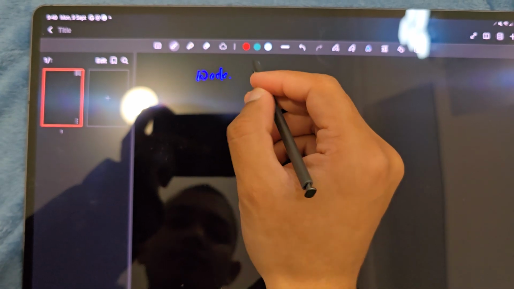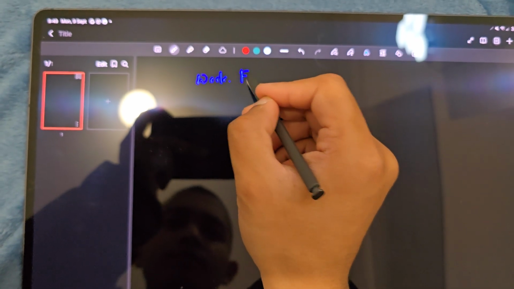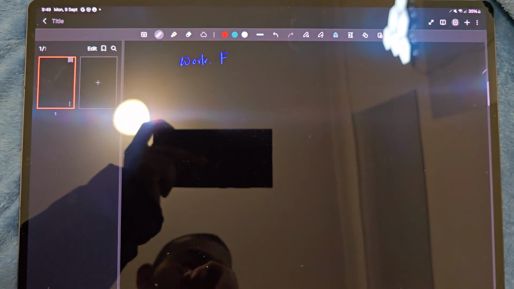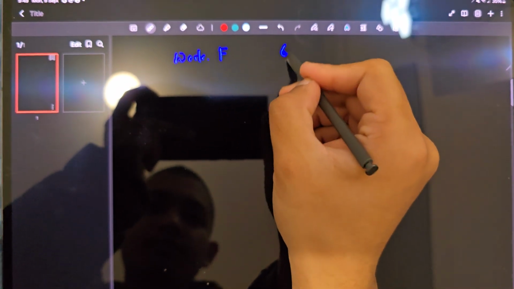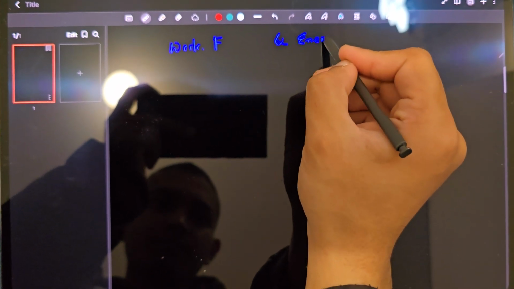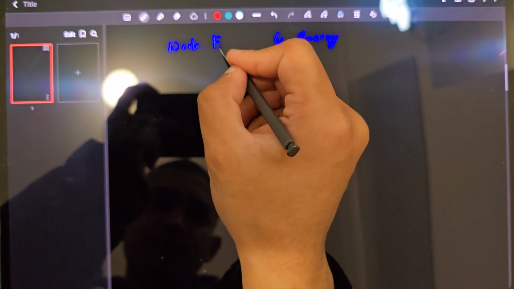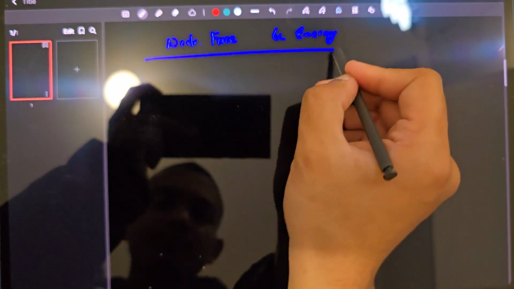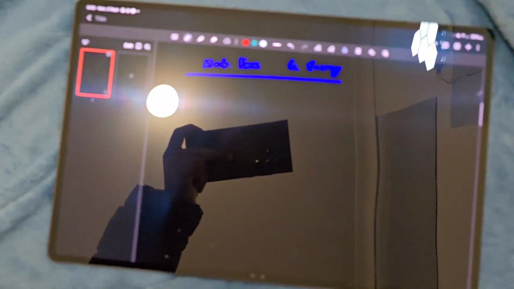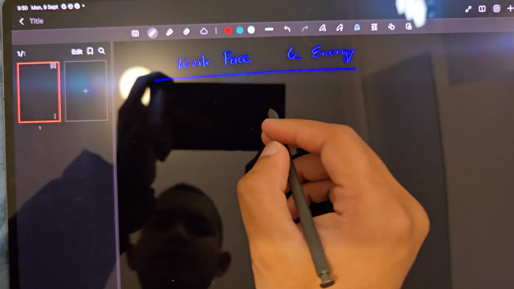Work, force. Force was probably a different part that we took. Okay, normally we say work and energy. Force came up, and how work, force and energy connect. So, what is work in physics?